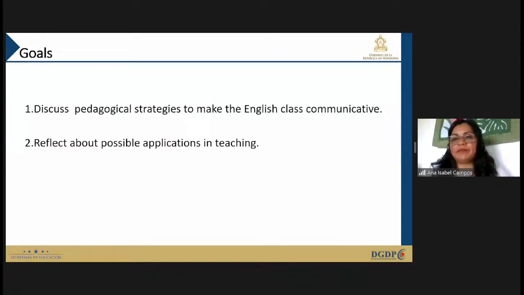The goals. What are our goals this morning? They are twofold. The first one is to discuss the pedagogical strategies that we can use to make the English classroom very, very interactive, very communicative, and also reflect about possible applications in teaching.